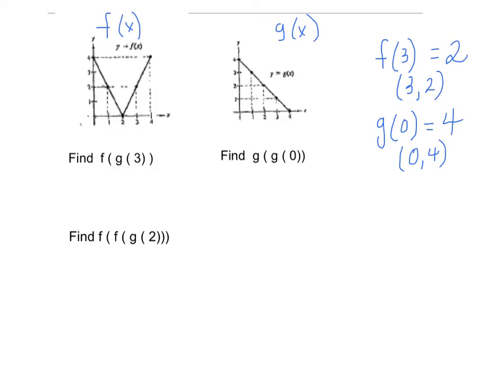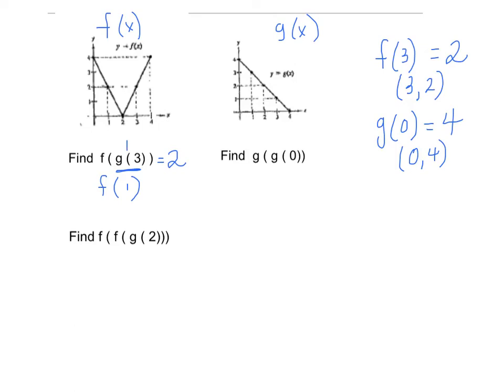Okay, so in a composition function, remember that you're going to work from the innermost out. So it says here on this first one, f of g of 3. So I go to the g graph. The g graph is here. Find where x is 3 on the g graph, and y is 1. So g of 3 is going to equal 1. So this gives me f of 1. So I go to the f graph. Here's the f graph. I go where x is 1, and the y is 2. And so the final answer for this is 2.